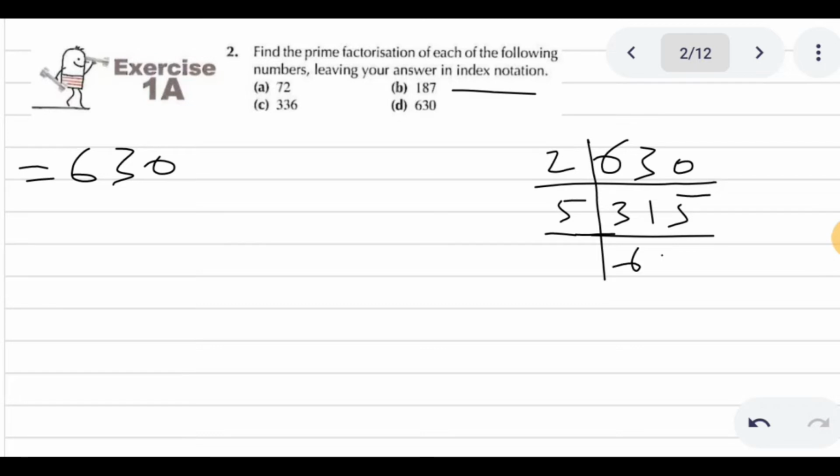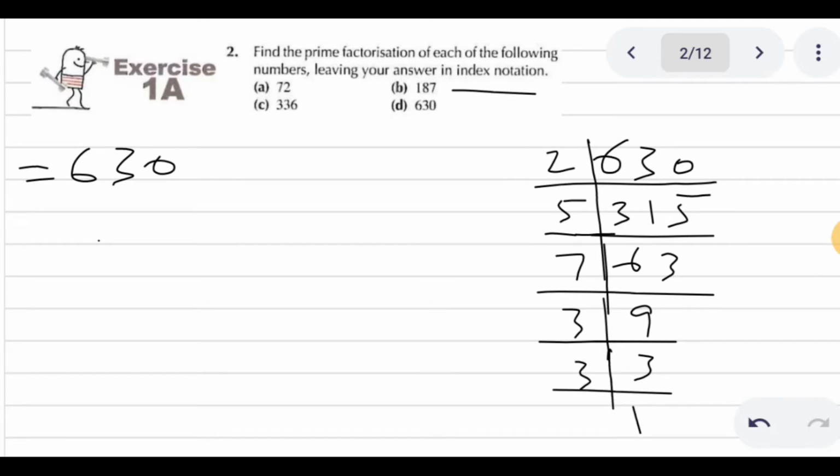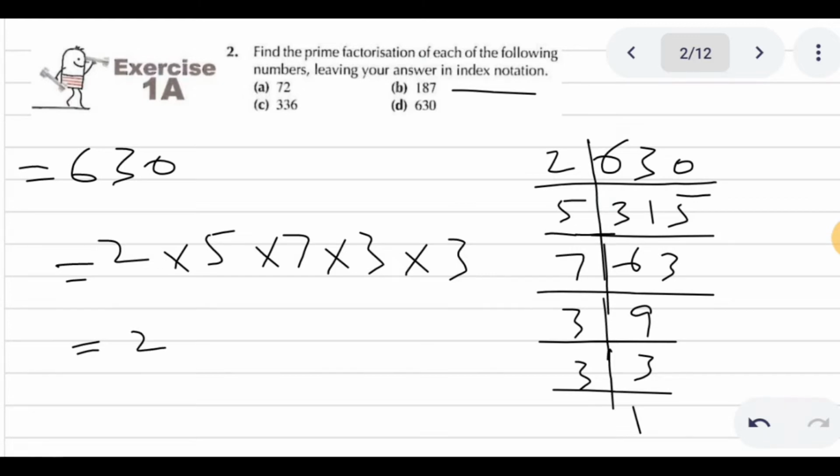5 6s are 30 and 5 3s are 15. Now this number is divisible by 7, and 3 3s are 9 and 3 1s are 3. So its factors will be 2 into 5 into 7 into 3 into 3, and in index notation we can write it as only 3 to the power 2. All other numbers are singles.